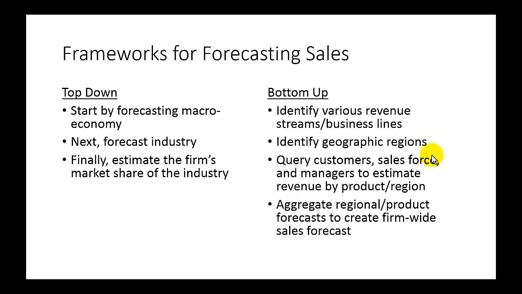The opposite would be called bottom-up forecasting. So here's how to think about bottom-up forecasting. First thing you do is identify what your company's various revenue streams and business lines are. Next, break it down into important geographic regions. Once you've done that, you go query customers, query your sales force, query your managers to estimate the sales by product and region. Lastly, aggregate those regional product forecasts to create a firm-wide sales forecast.